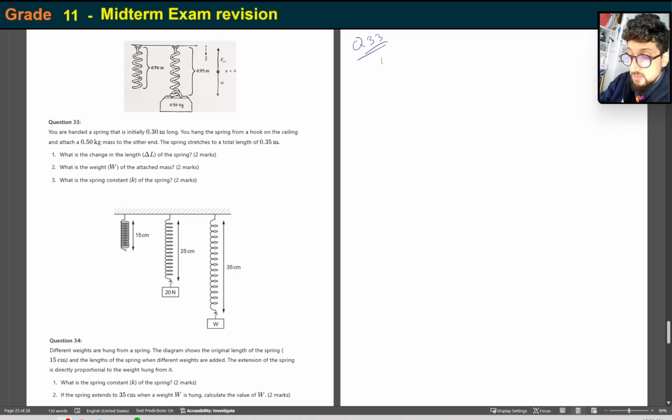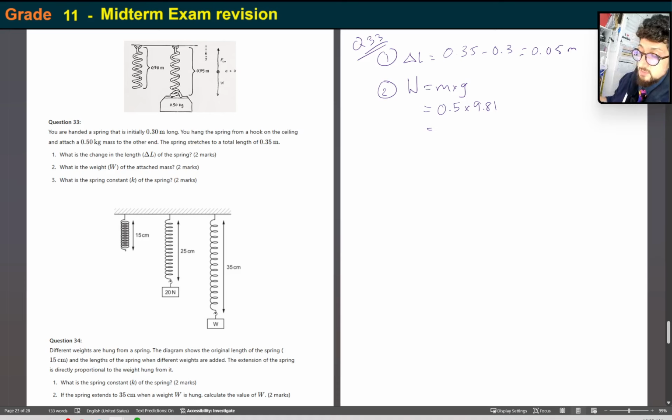The change in length is going to be the final length minus the initial length. So that is going to be 35 centimeters minus 30 centimeters, or 0.35 minus 0.3 meters, which is equal to 0.05 meters. Question 2 asks, what is the weight of the attached mass? So the weight is equal to the mass times gravity, which is equal to 0.5 multiplied by 9.81, or 9.8 if you prefer, which is going to be approximately 5 newtons. 4.9 newtons.